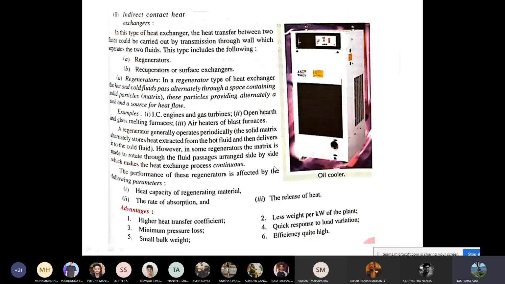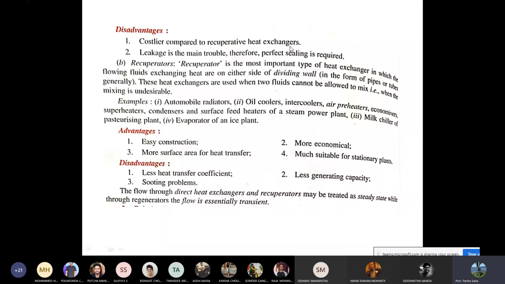Okay, let's look into some disadvantages. It's costlier compared to a recuperative heat exchanger, and there's sometimes some leakage, which requires maintenance. So that is the disadvantage.